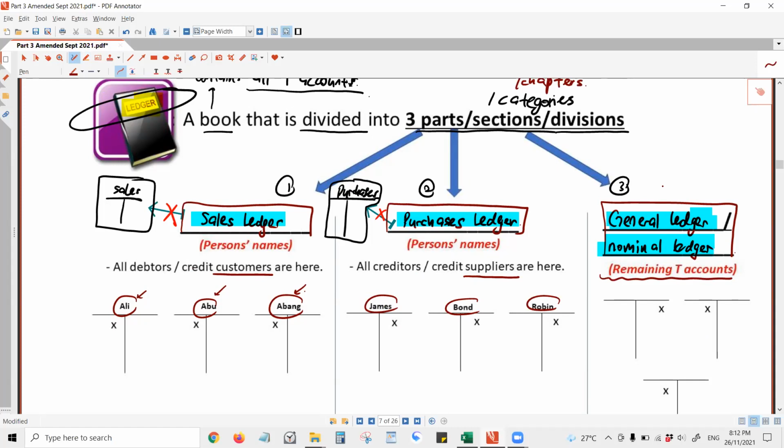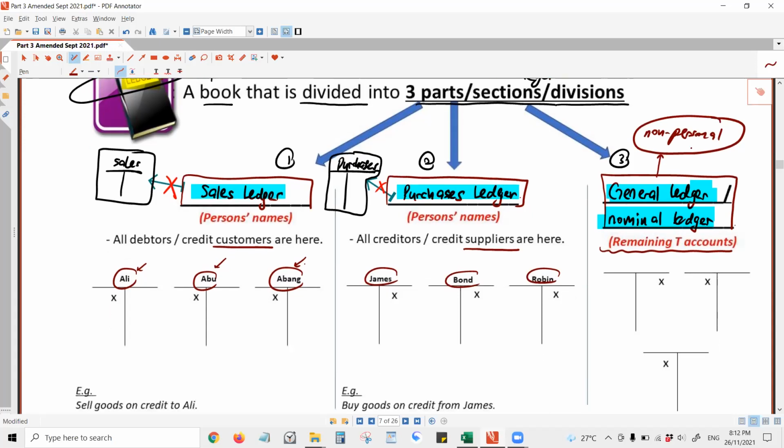In fact, you can try to remember it this way. Inside the general ledger, all the accounts are the non-personal accounts. Meaning, when you see an account that's not a person's name, that account belongs to the general ledger section. So for example, write down sales account. Is the word sales a person's name? Have you ever come across anybody named sales? No, right? Sales is not a person's name. So this account appears in the general ledger.